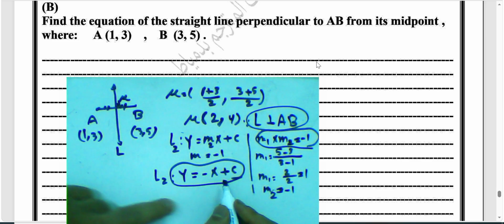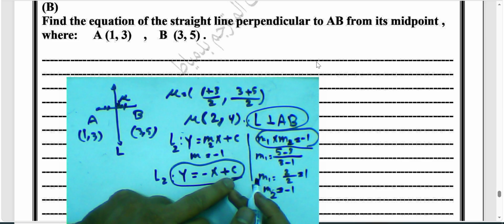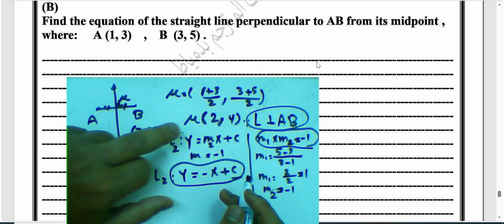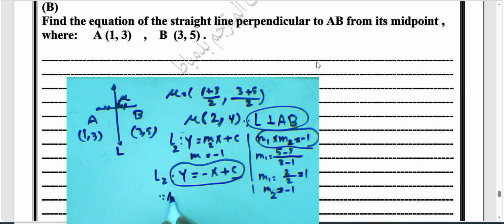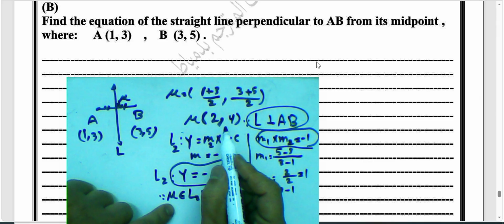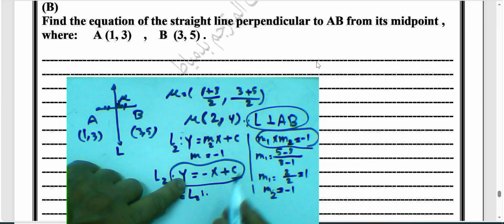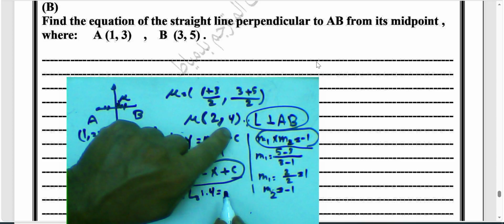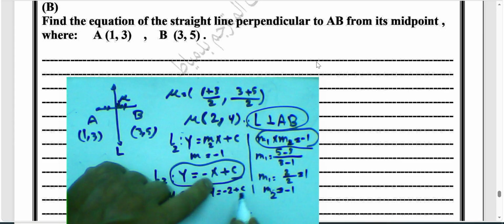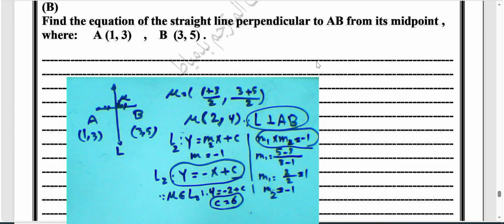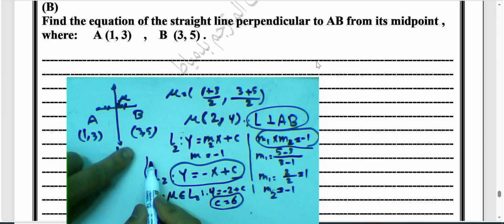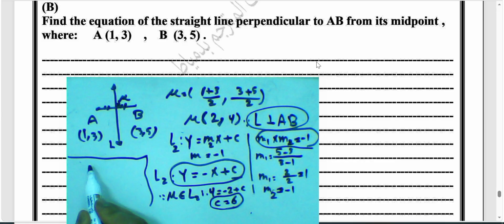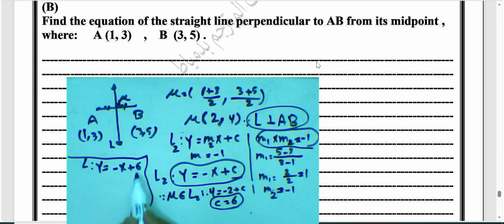Now I will find the value of the constant here. How? Put the value of M, which was (2, 4). Since point M lies on the straight line L2, it satisfies the equation. Put y equal to 4 and x equal to 2: 4 equals negative 2 plus the constant, and the constant will be 6. Okay, then the straight line L is y equals negative x plus 6. This is the equation that he wants.